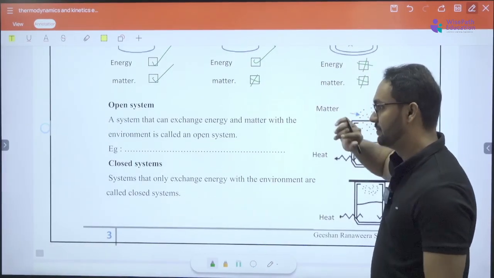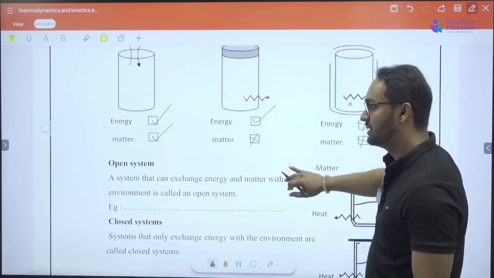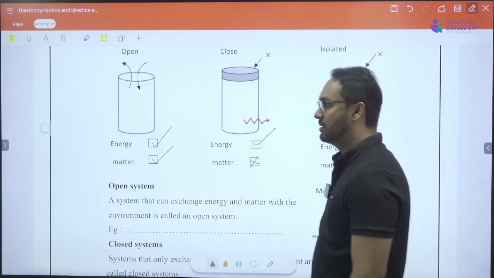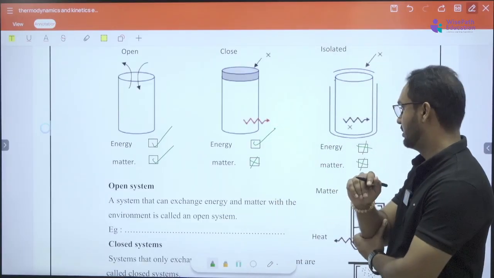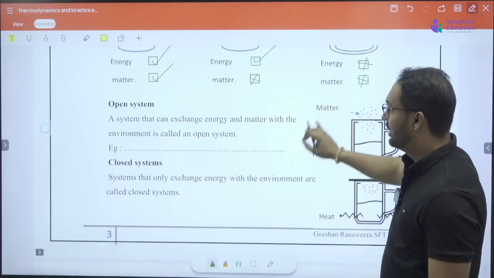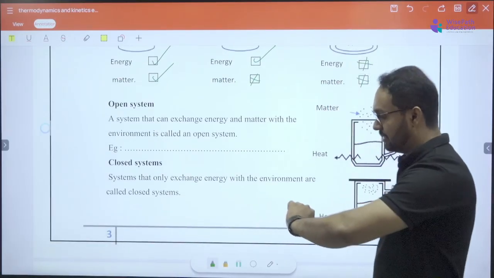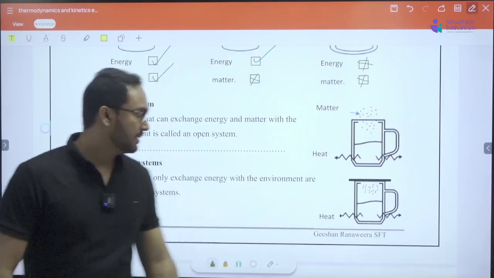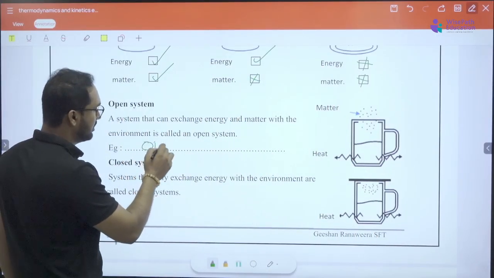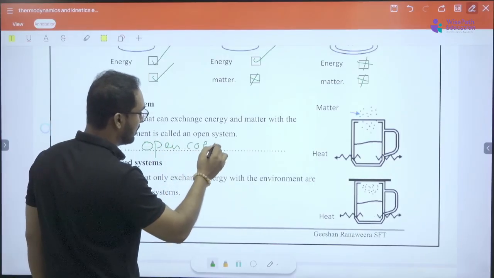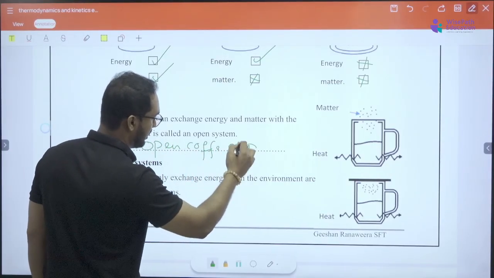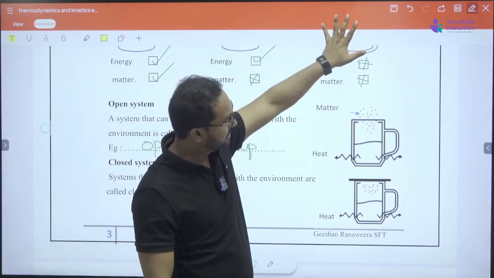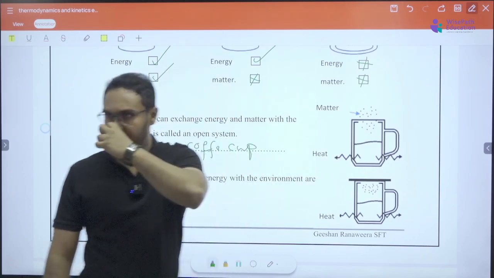Come to the open system. Now online people, did you understand the three types of systems? Open, closed, isolated, depending on the exchange of matter and energy. Yes, good. So come to the open system. A system that exchanges energy and matter with the environment is called an open system. An example is what? An open coffee cup. See, the matter is released or exchanged, the energy is also exchanging.